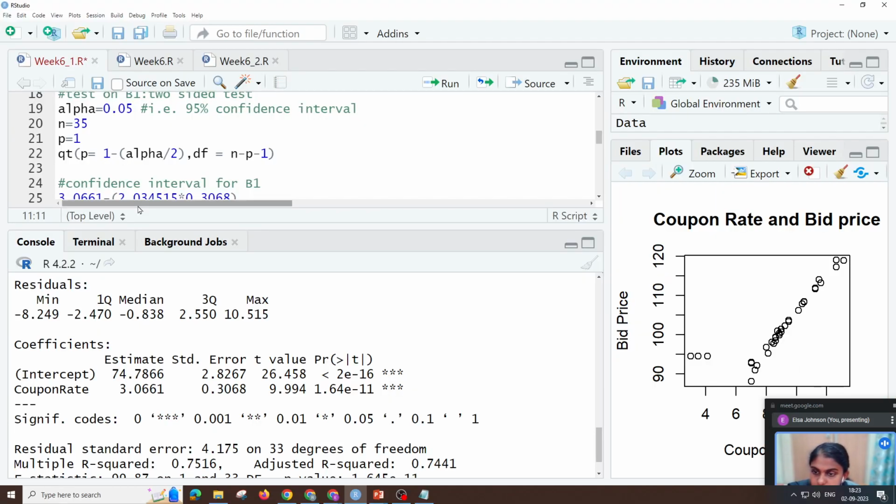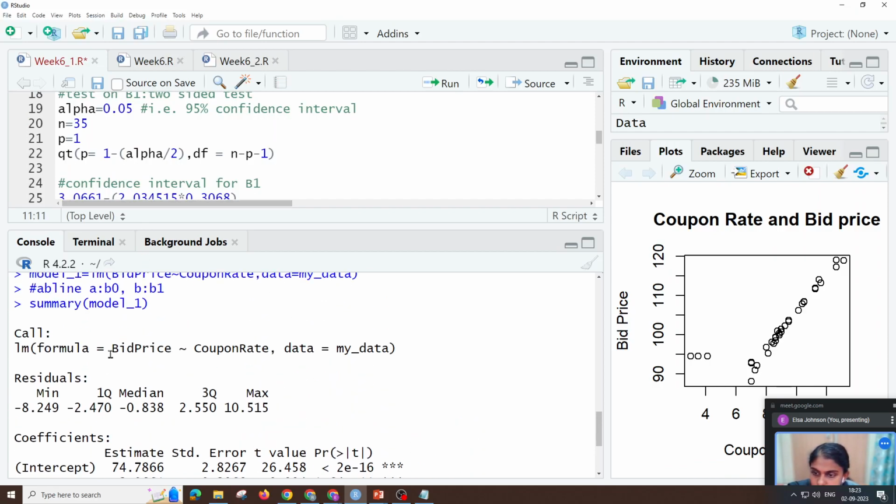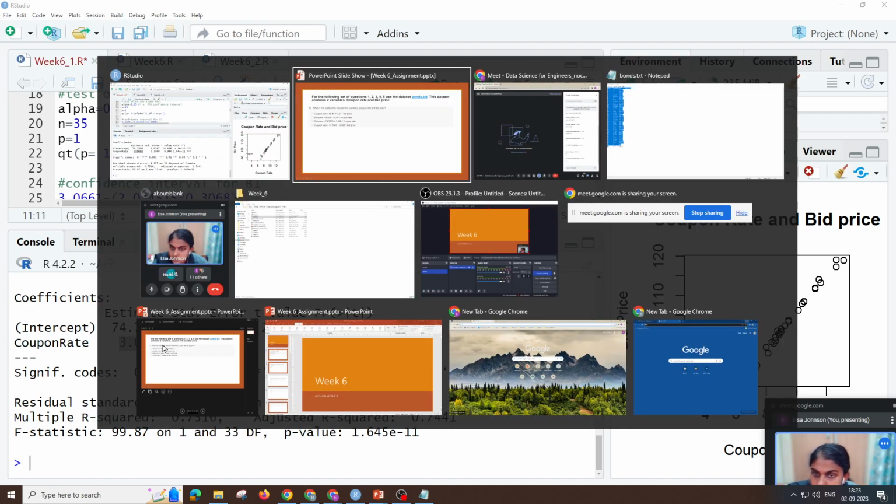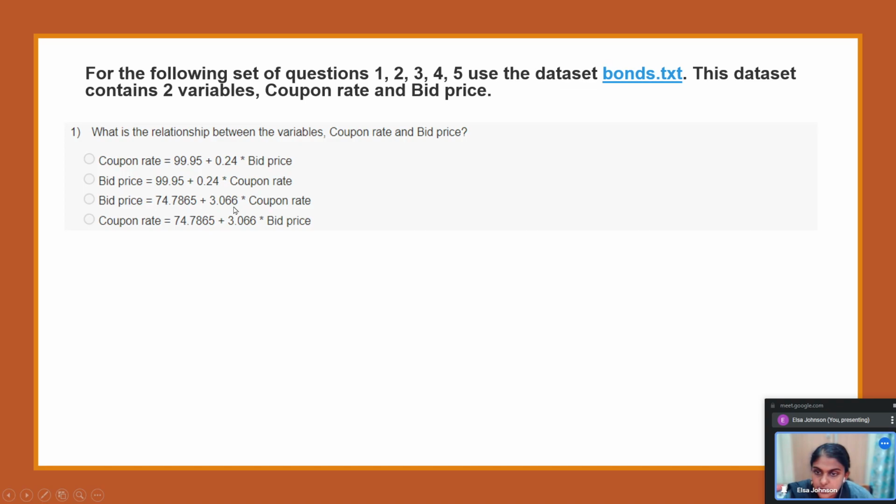Bid price. So if you see here, bid price is the dependent variable and coupon rate is the independent variable, and the values are 74 is the intercept, so that is beta naught, and beta 1 into x. So 3.0661 into x. So this C is the answer. Bid price equal to 74.7865 plus 3.066 into coupon rate.